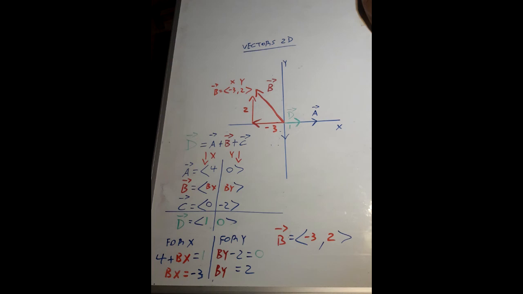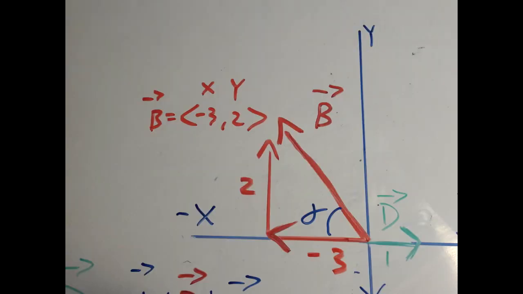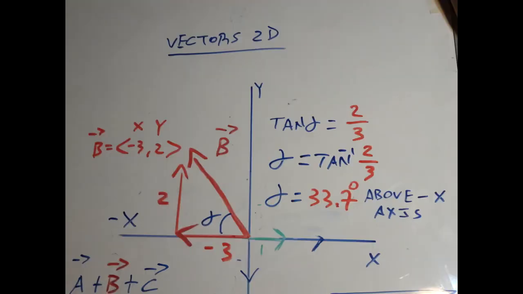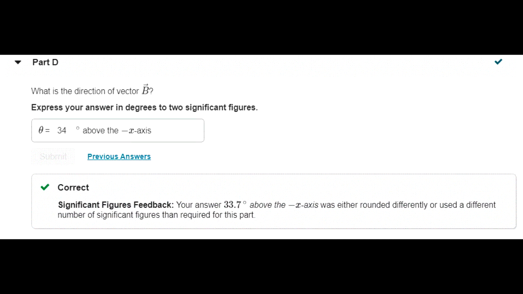Finally, if I want to know the direction of the vector B above the negative x-axis, I'm going to see the vector as a right triangle with its components. So I see that tangent is going to be opposite over adjacent. So tangent of alpha is equal to 2 over 3. I use the arctangent function, and I have that alpha is going to be arctangent of 2 over 3. When I compute that in my calculator, I get that alpha is 33.7 degrees above the negative x-axis. And this is all that they ask in this problem.